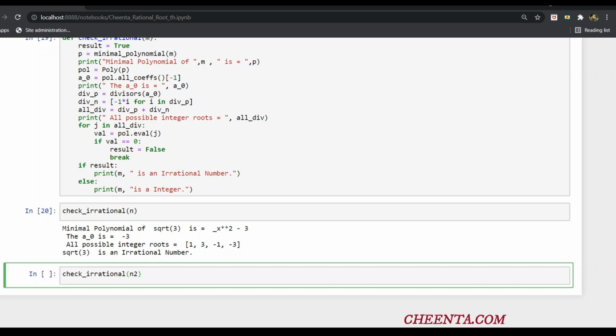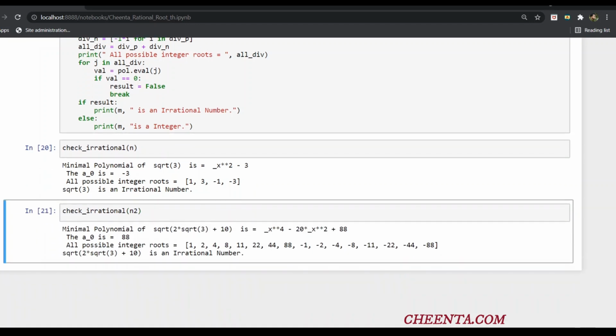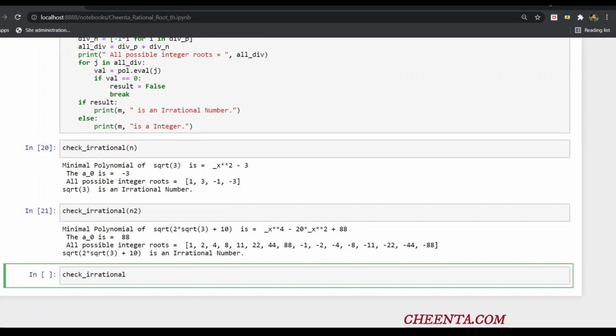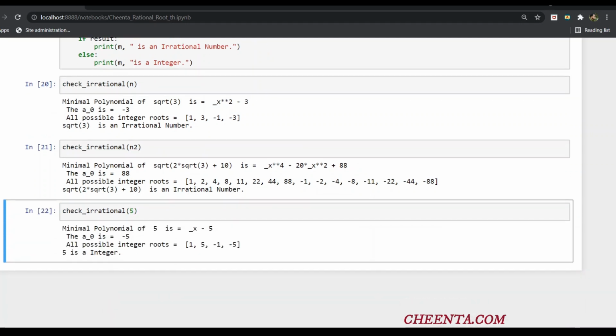Let's check it for n2. Again it is not an irrational number. Let's check it for, suppose, 5. See, it is an integer, so it is giving me that.